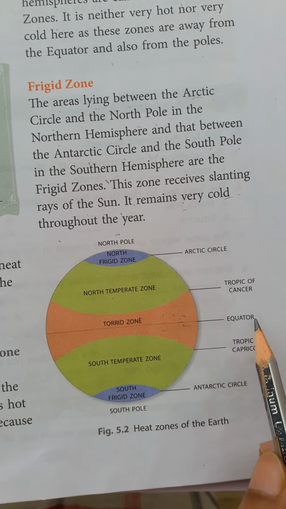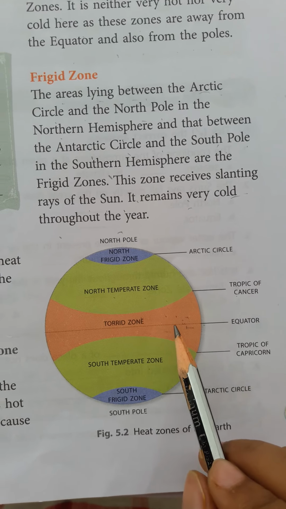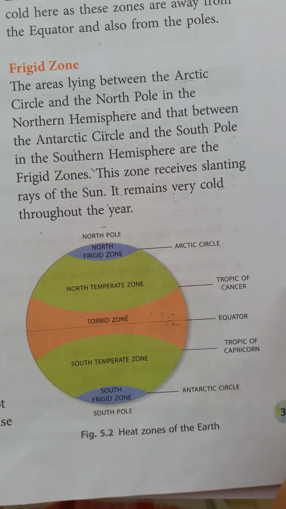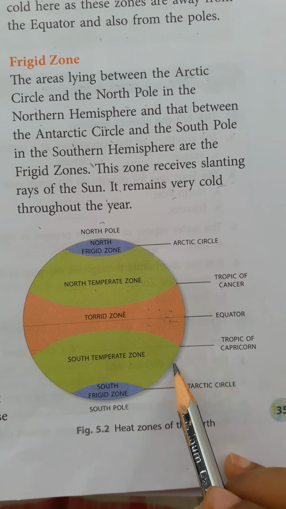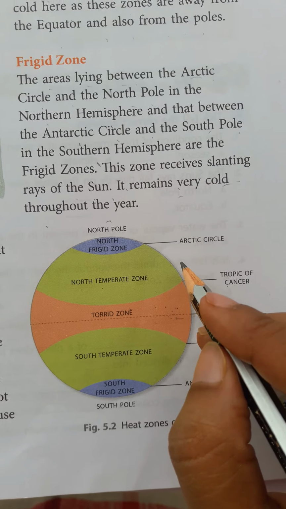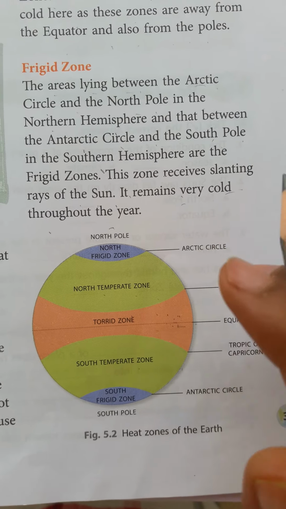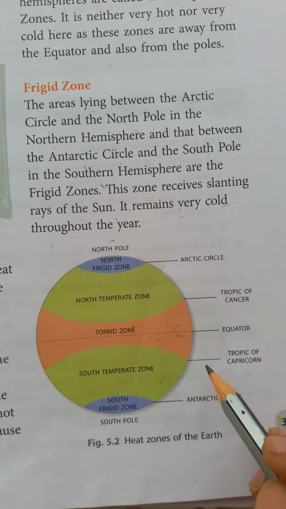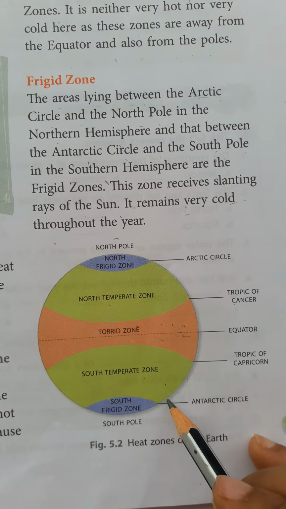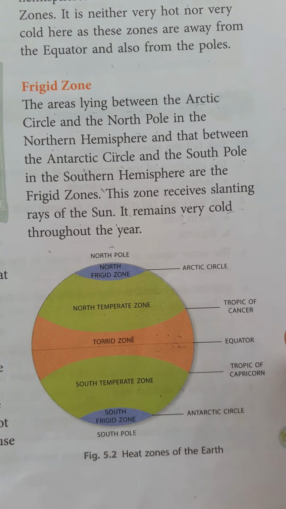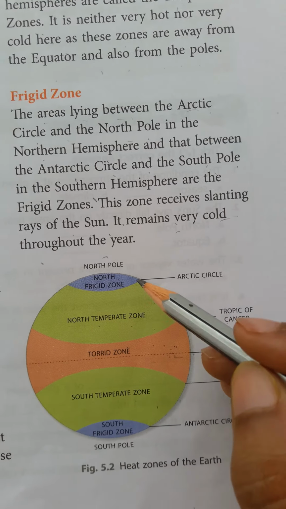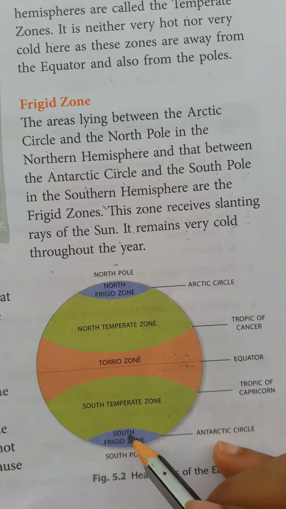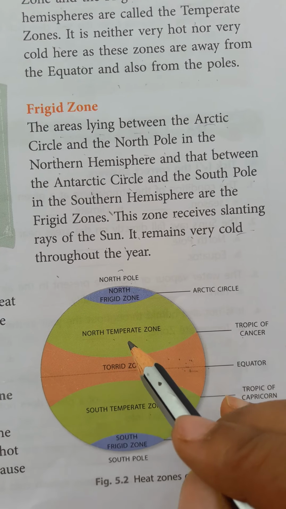Torrid zone experiences direct sun rays, that is why it remains hot and humid. North temperate, south temperate zone experience slanting rays, that is why it experiences moderate climate. And frigid zone experiences slanting rays of the sun. Sometimes it does not experience rays. That is why it remains cold throughout the year. That is why it is known as frigid zone.